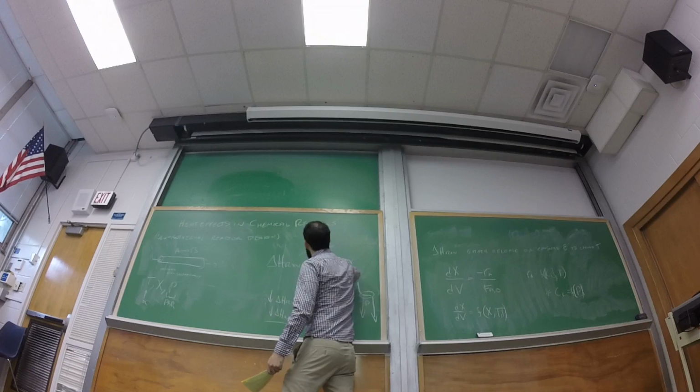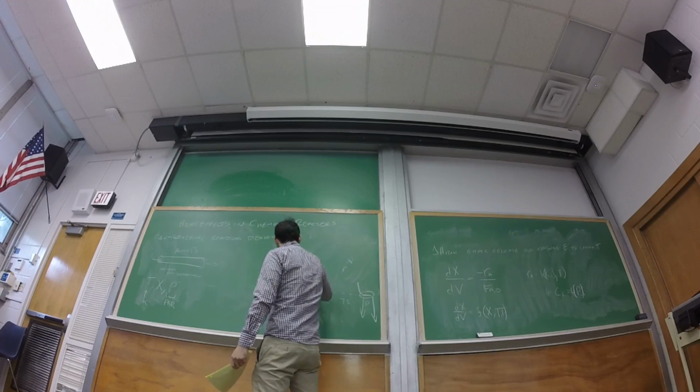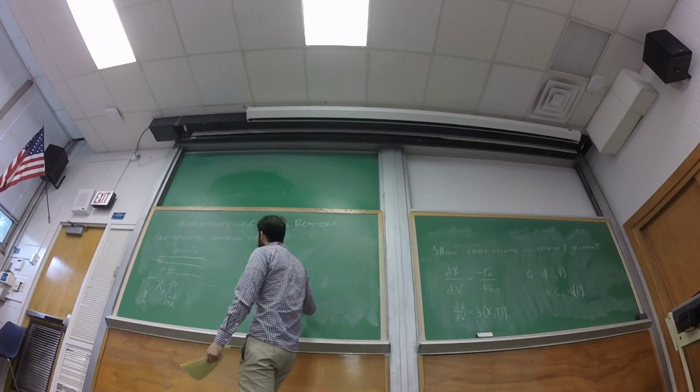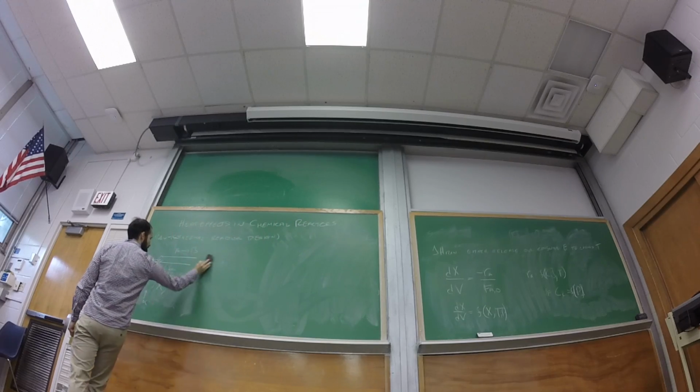So what did we do when we had pressure drop? How did we solve the problem? Did we still use the design equation?